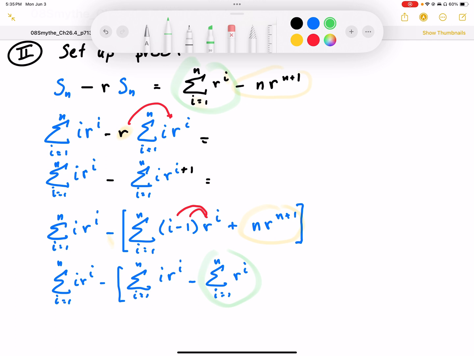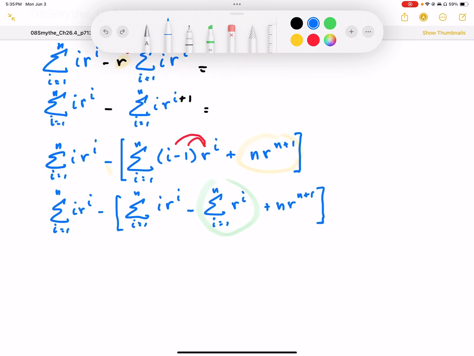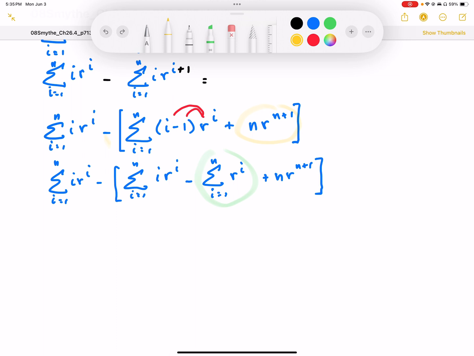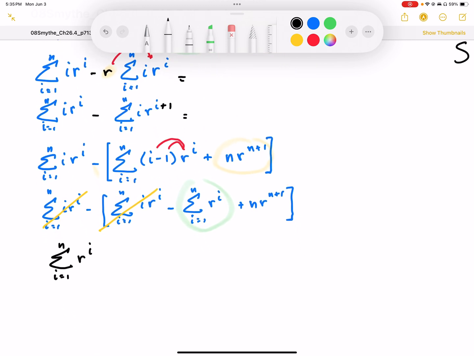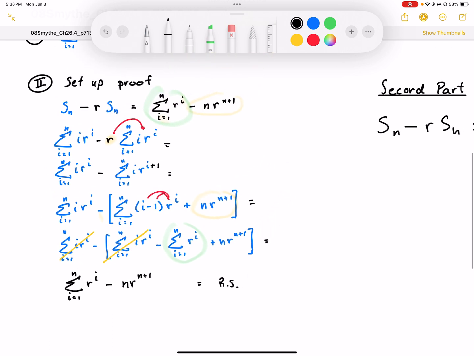Then I just have to clean this all up. So I have plus n r to the n plus 1. Simplifying this out, these two terms cancel out. What's left over, watching the sign, negative, negative, so it's going to be positive: the sum from i equals 1 to n of r to the power i. That matches that first term. Minus, watch the sign, so it's negative, a plus, so minus n r to the n plus 1. So I've made my left side look like my right side. This now proves that the expression we started with is equal to the right-hand expression with the sigma notation.